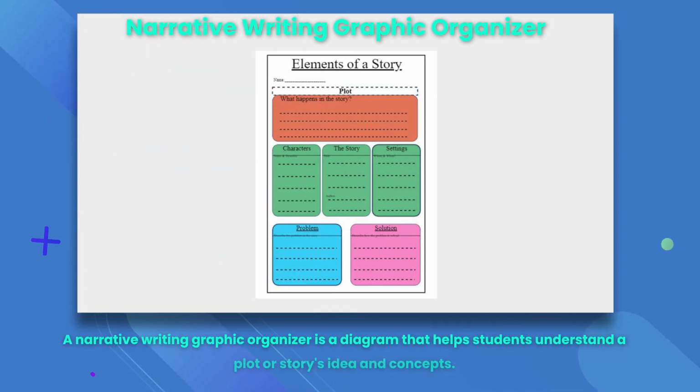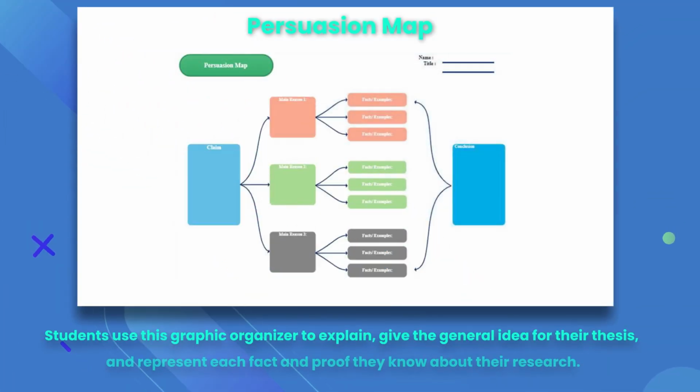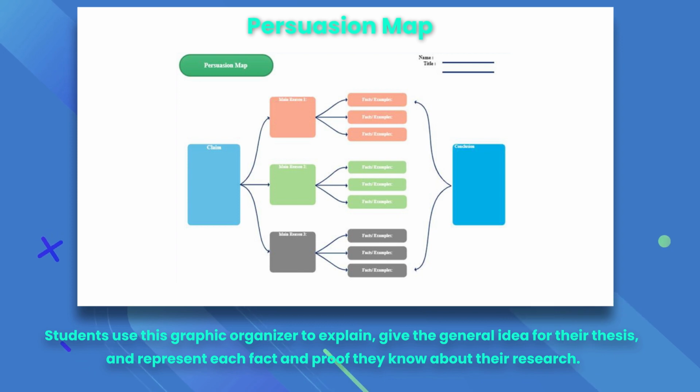Narrative writing graphic organizer. A narrative writing graphic organizer is a diagram that helps students understand a plot or story's idea and concepts. Persuasion map. Students use this graphic organizer to explain, give the general idea for their thesis, and represent each fact and proof they know about their research.